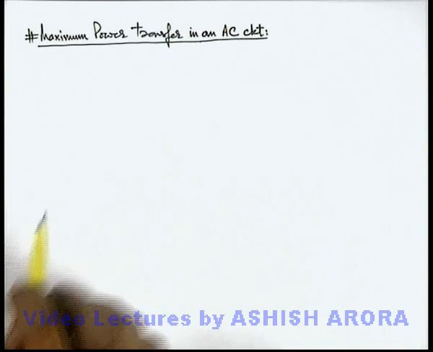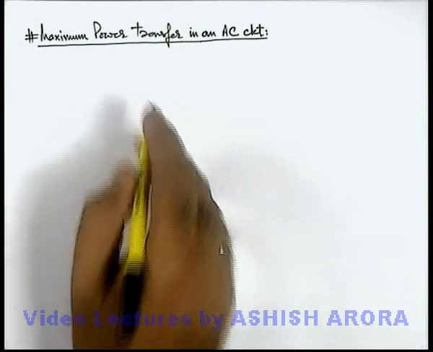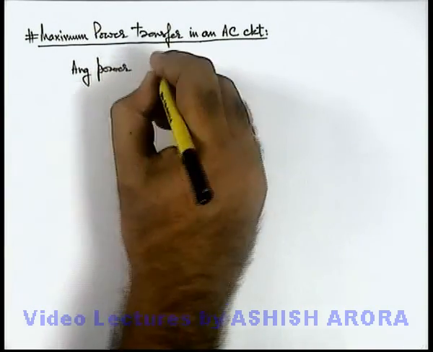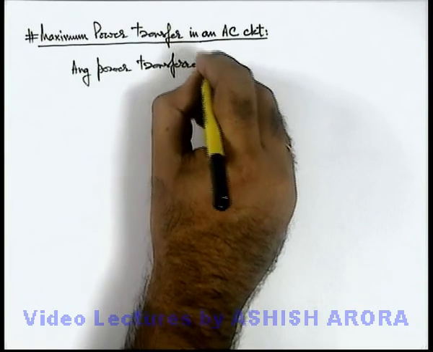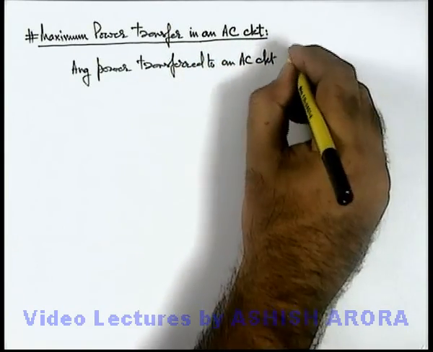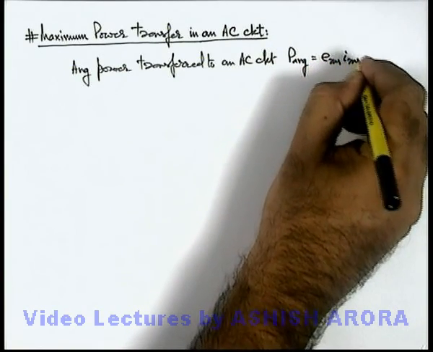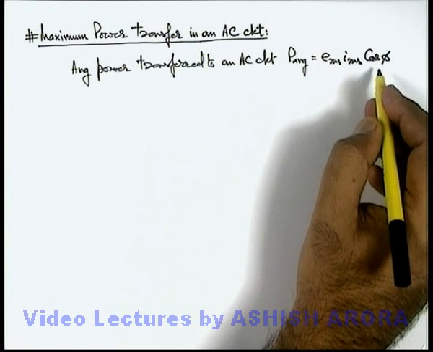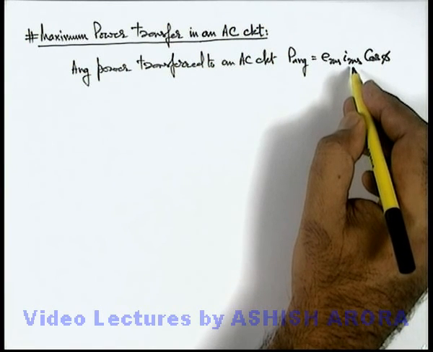Let us now study maximum power transfer in an alternating current circuit. As we know, the average power transfer to an alternating current circuit we can write as P average is equal to E RMS I RMS cos phi, where phi is the phase difference between the variation of EMF and the current flowing through the circuit.